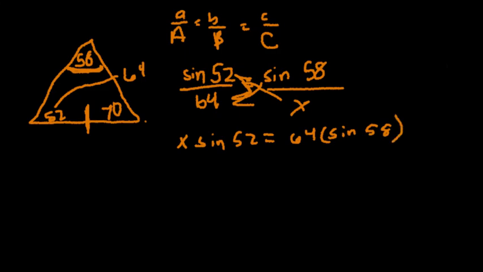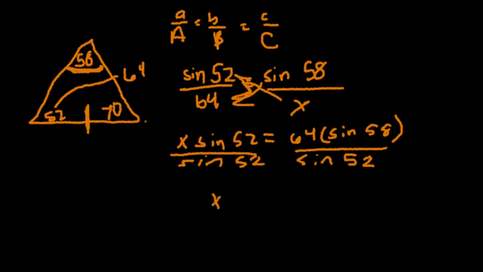Okay, so now we have to isolate the x. So divide by sine 52. So over sine 52. Now let's input this into a calculator. So 64 times sine 58 divided by sine 52 will lead to us getting x equals 68.88.